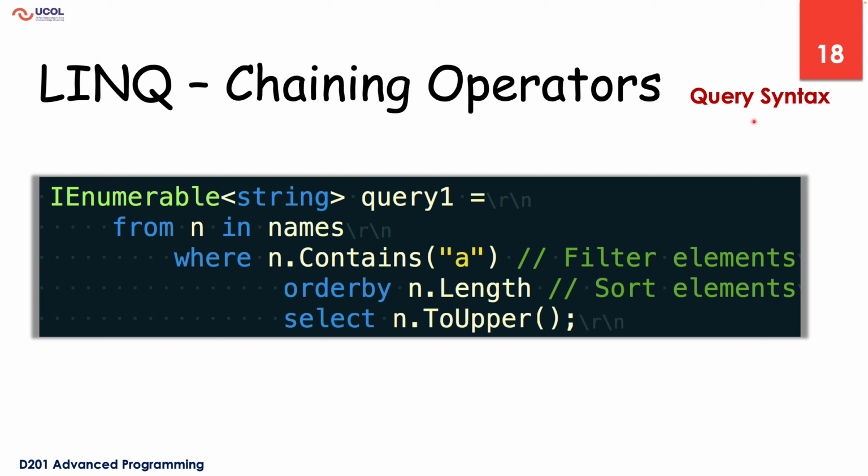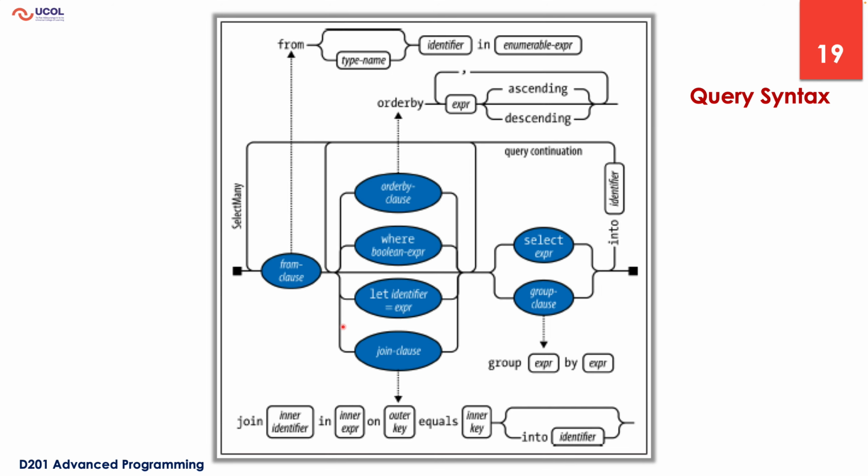And then we also have query syntax chaining. In the query syntax we say from n in names, where n dot contains this, and then we have order by, and then we select. And remember that whenever we write in the query syntax, it always starts with from and always ends at the select. So again, in the query syntax we have from, then we put the identifier or the type name, and then we say in the enumerable, that is an expression or the collection. When we have order by, where, identifier, we apply all different types, this is more like a structure of that particular thing.